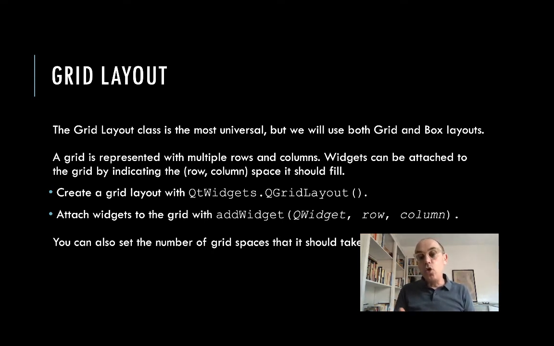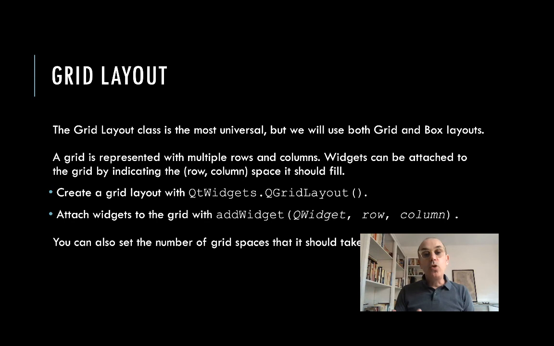It allows us to use grid and box layouts, and the grid is represented with multiple rows and columns. A widget can be attached to the grid by indicating the row or columns it will fill. So to create a grid layout, you would use the QtWidgets.QGridLayout, and you can specify exactly how it will look.